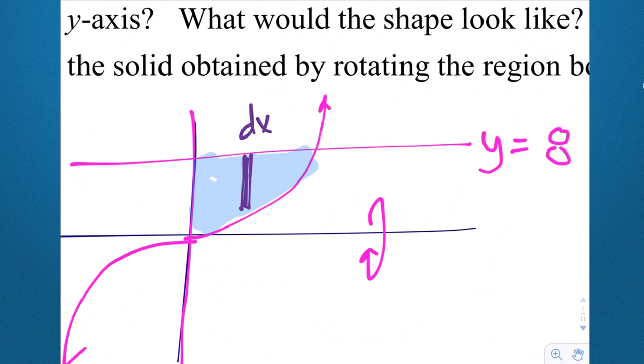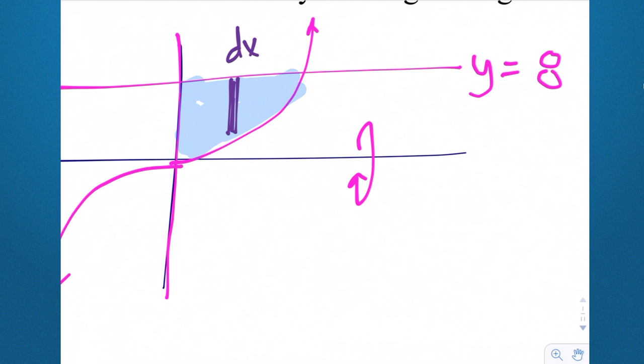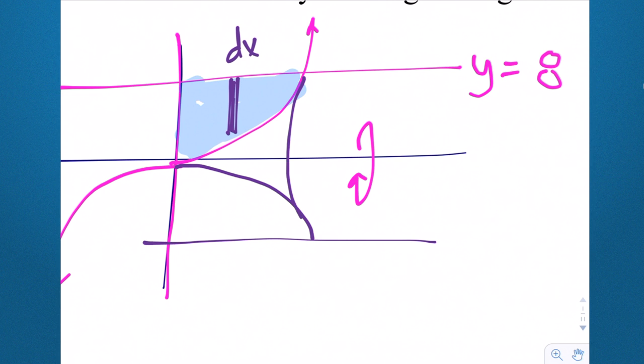But what's interesting about this example is if you envisioned rotating it around the x-axis and seeing what the shape looked like, you can reflect the line y equals 8 down here to negative 8, and then mirror that like that. It's going to have something like this, and like that, and this will also be solid. Okay, and it'll be solid through here as well.